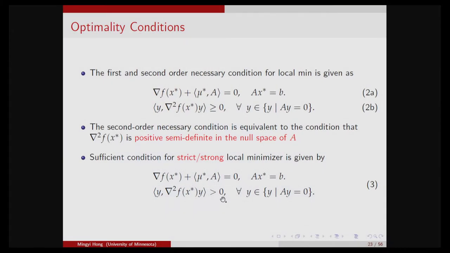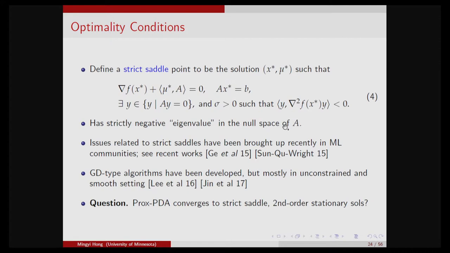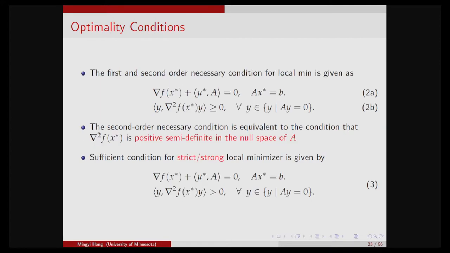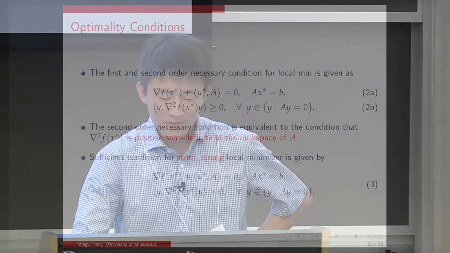The only thing here is that it's positive rather than greater or equal to zero. Okay. So the question here is whether the primal algorithms that we have can reach either the first order, or second order, or both, a stationary solution.